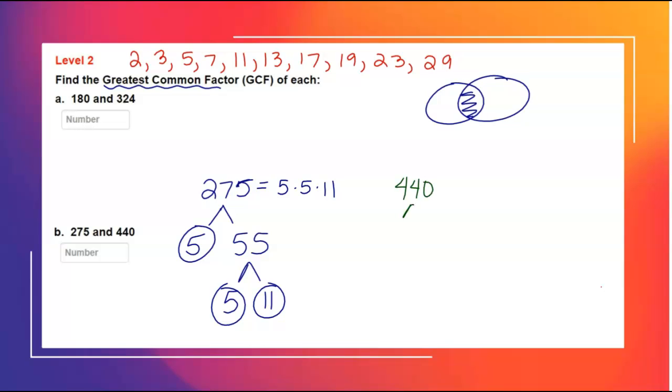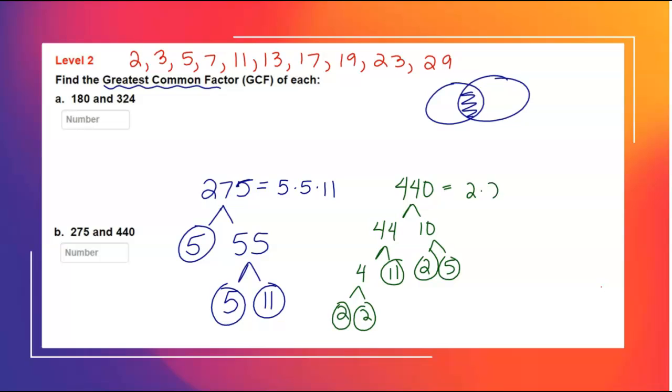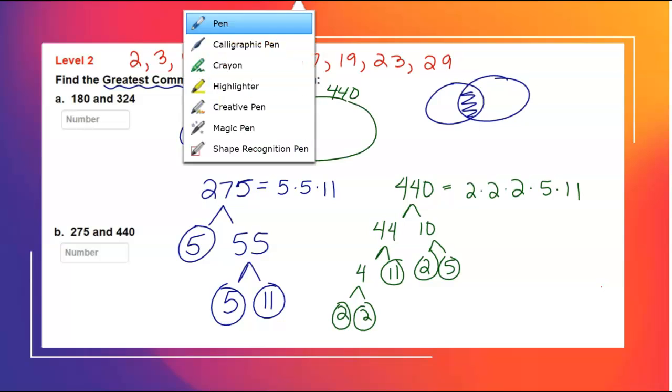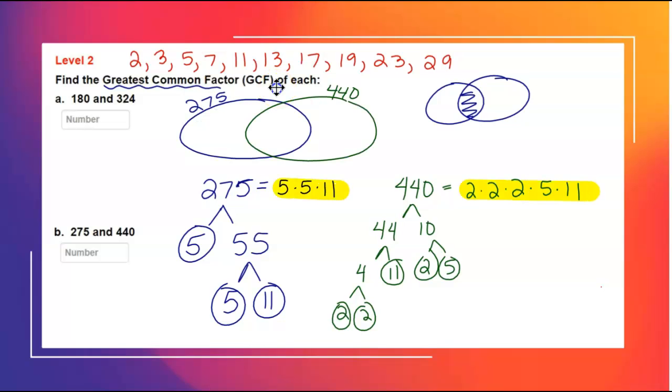Now 440. Ooh, I see that ends in a 0. I'm going to do 44 times 10 for the heck of it. 44 is 4 times 11, or you can take 44, divide by 4, you'll get 11. 4 is not prime, that's 2 times 2. 11 is prime here. 10 we're not done with, that's 2 times 5. All right, so I have a 2 times 2 times 2 times 5 times 11. That gives us 440.